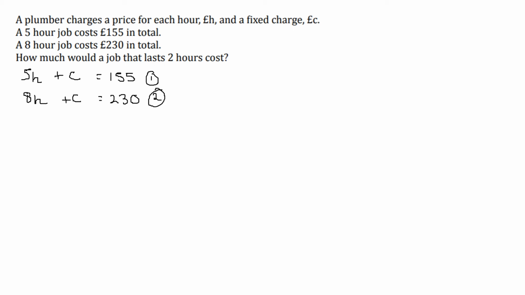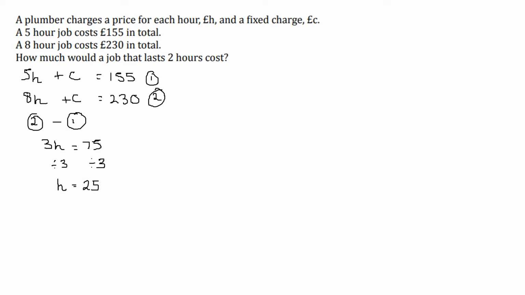Now our coefficients of c are the same, so let's do equation 2 take away equation 1. So 8h take away 5h will give us 3h. c take away c will eliminate, and 230 take away 155 will give us 75. And then if we divide both sides by 3, we'll find out that h is equal to 25.